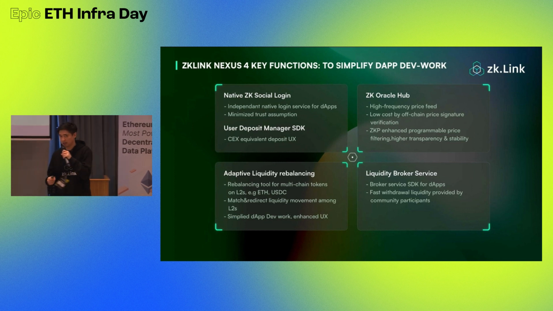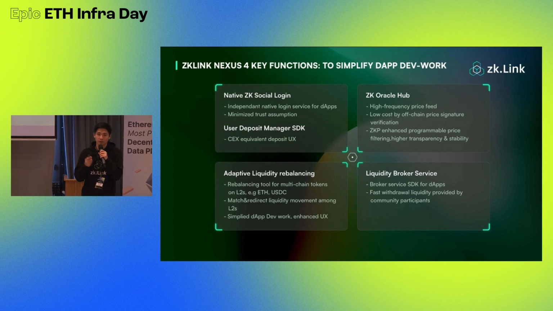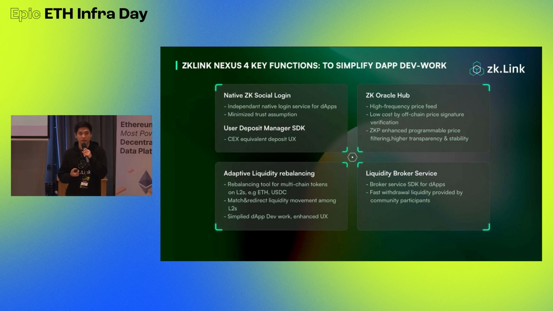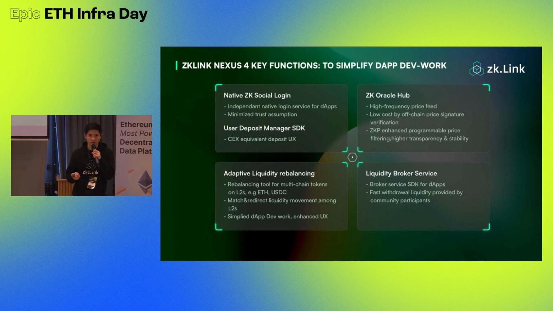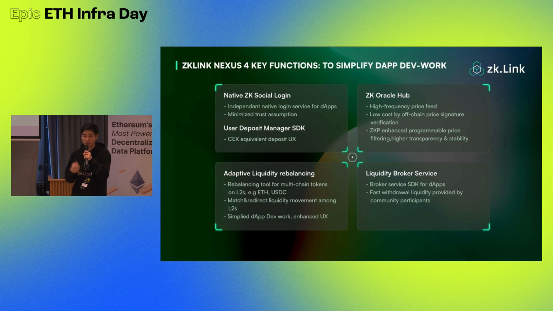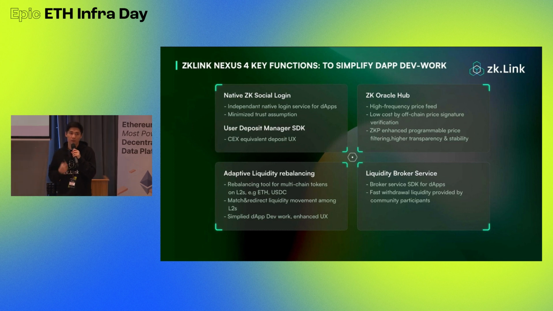We embed an AA-based MPC and account abstraction-based ZK social login to provide a CEX-equivalent deposit user experience. It means that you can directly deposit to your zk.Link application from a Binance account without having to know which chain it is, and without having to use or buy a gas token. This greatly simplifies user experience. We consider this to be a very important feature to be able to onboard CEX users to DEX.